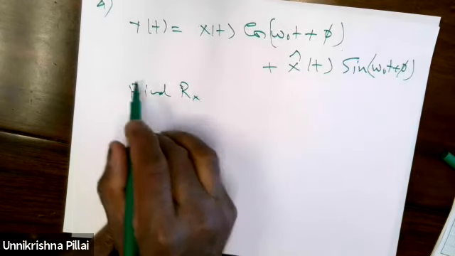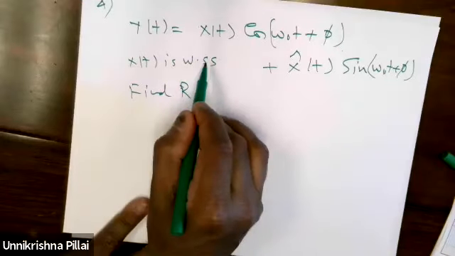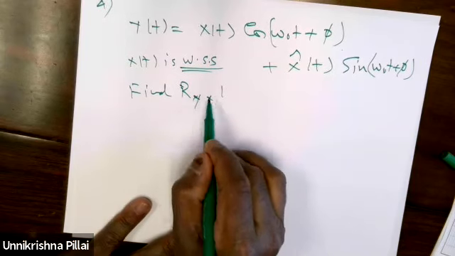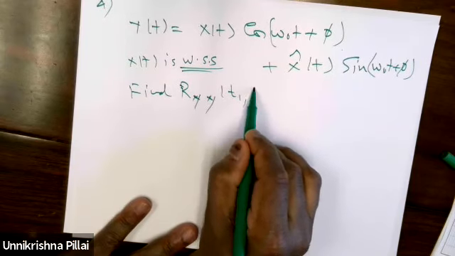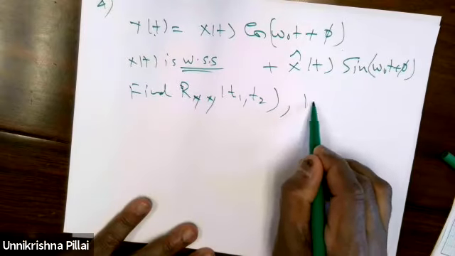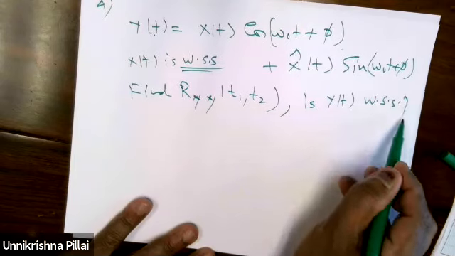So x of t is wide sense stationary. Remember, if I do it, then there is nothing in it, right? So the question is, find RYY t1, t2. So the question is, is this wide sense stationary? So you have to answer yes or no.